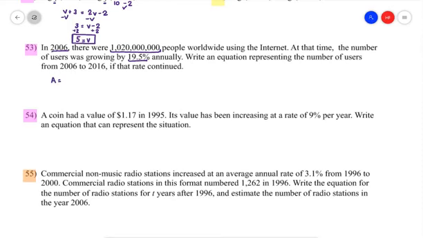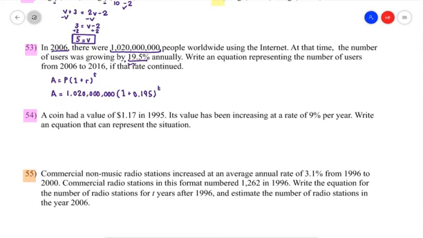So the amount equals the principal amount times 1 plus the rate to the power of t. So the amount of people would equal that times 1 plus the rate as a decimal, to move that 2 places, to the power of t. There's my equation.